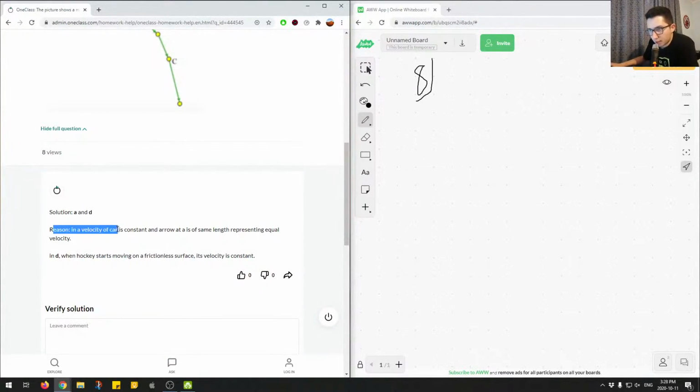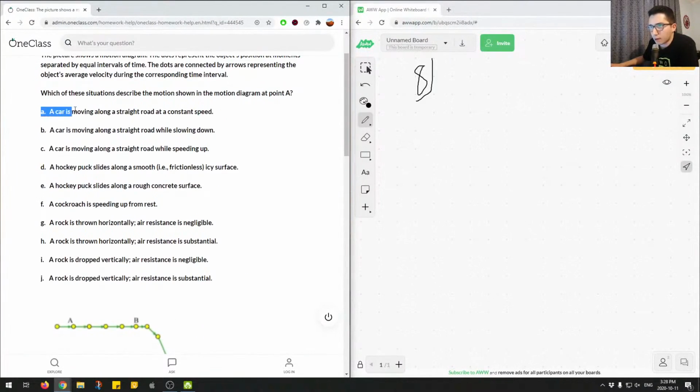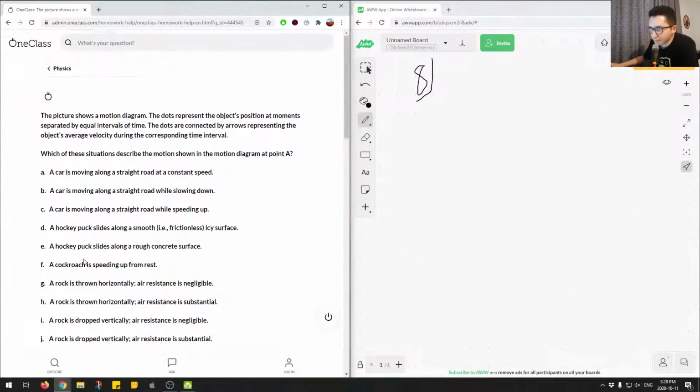So the reasoning is the velocity of a car is constant, an arrow at A is the same length, representing equal velocity, and D. So they're presenting constant velocity. So if we look at A, a car is moving along a straight road at constant speed, so yes, constant velocity, and then D, a hockey puck slides along a smooth, frictionless, icy surface. So this is also constant velocity, and that's what's happening at point A. So let's go through each option and think about why it's correct or incorrect.